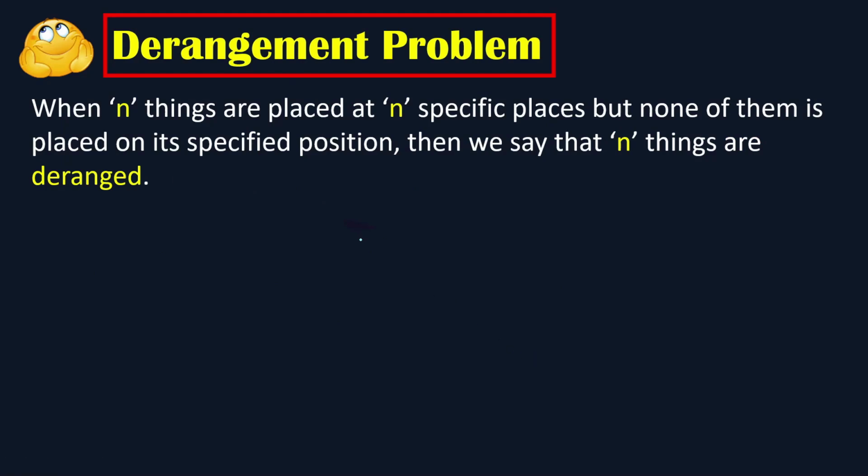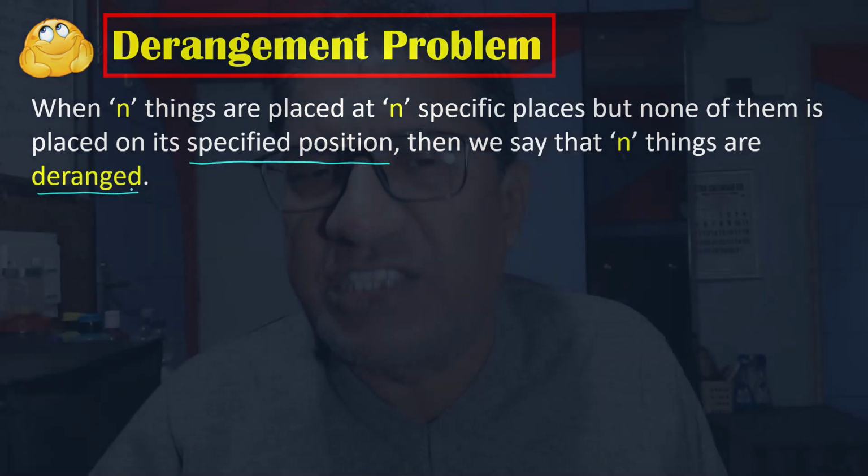Now, how is the derangement problem defined? Again I'm telling you, this is a very, very important part, so you people have to understand it very carefully. When n things are to be placed at n specific places, but none of them is placed on its specified position, then we say that the n things are deranged.